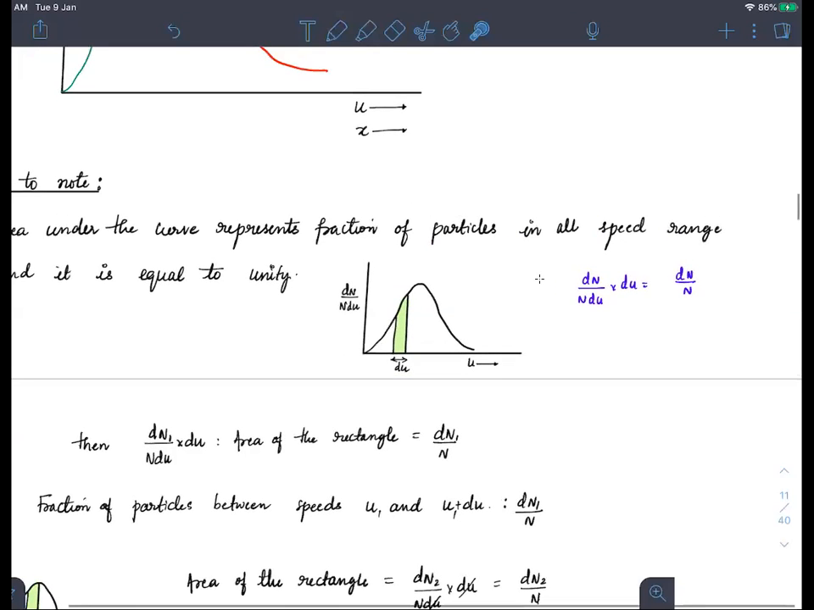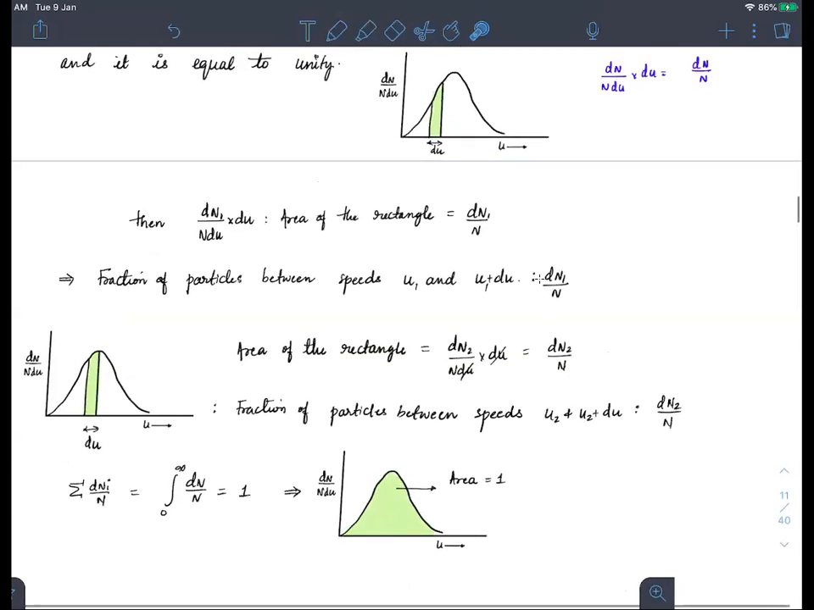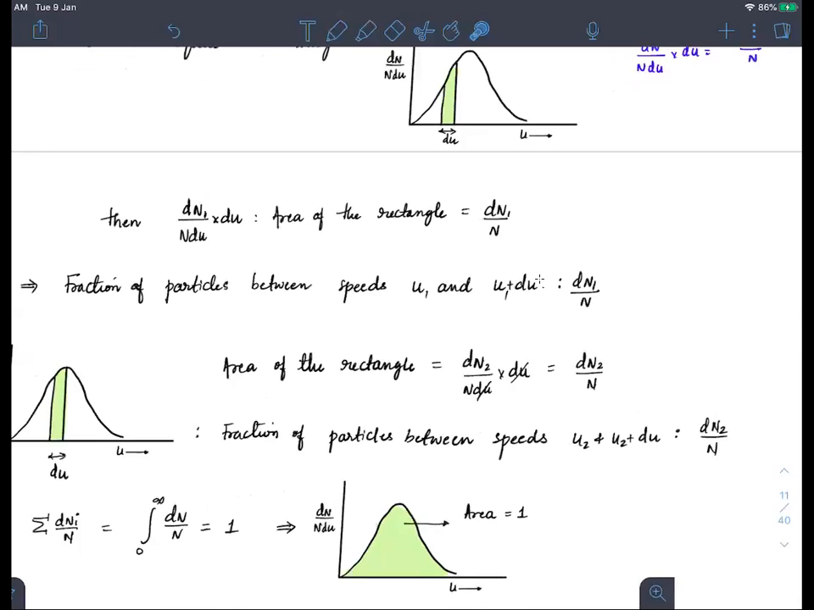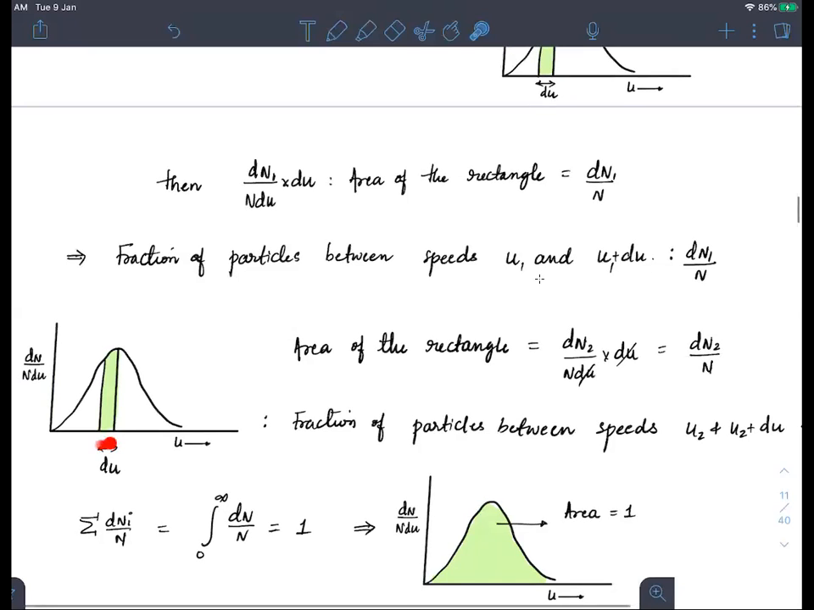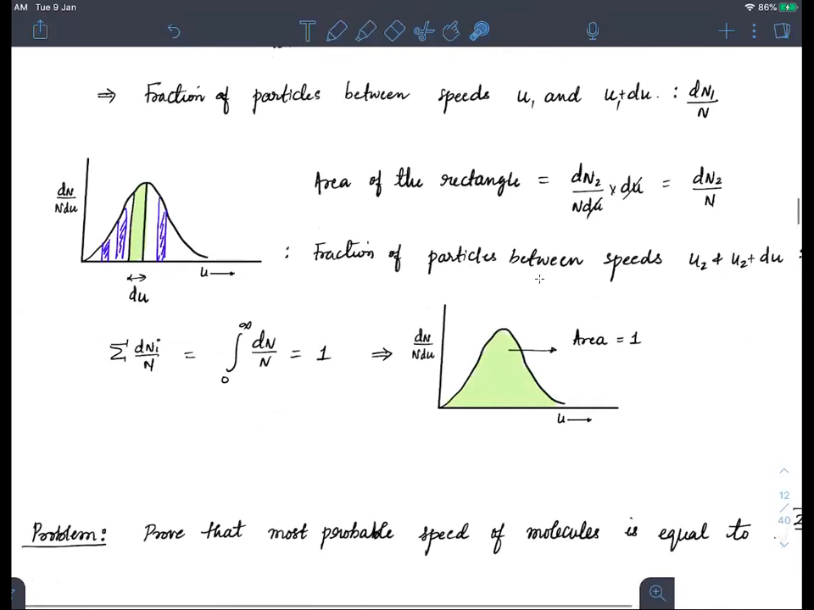And how much will that be? That should be equal to 1. Let me show you that. Suppose you check the area of this particular rectangle, that will be dn by n. We just proved that. Suppose it is about one particular range here. Like this, I'm taking small ranges, this one, and I'll take this one, and I'll take here. Like this, if I keep on adding all the small dus, I should get the overall number of particles present per total number of particles. That's what we have done here.